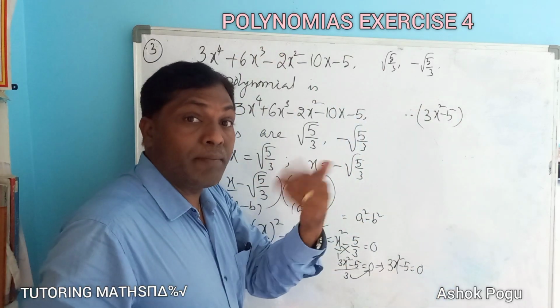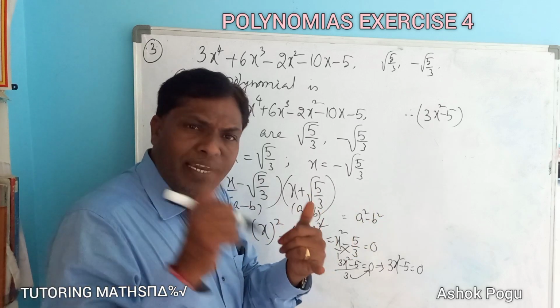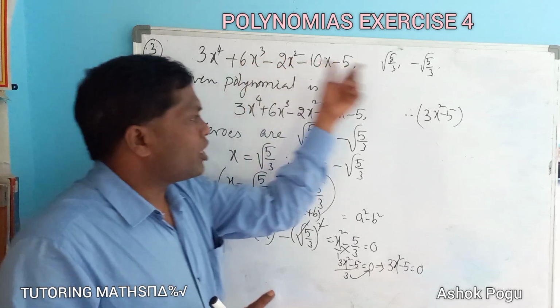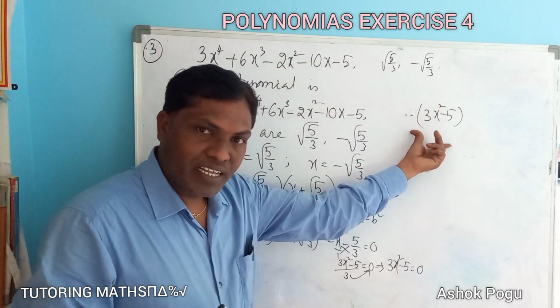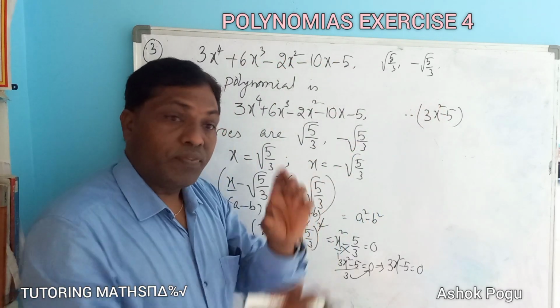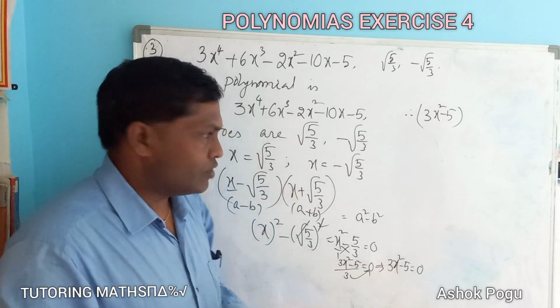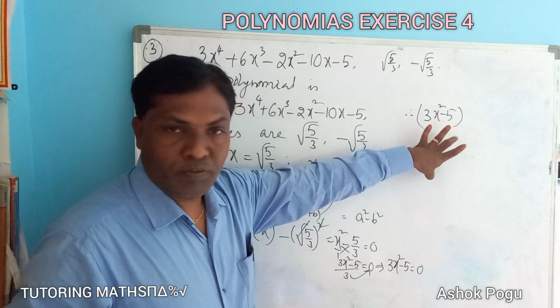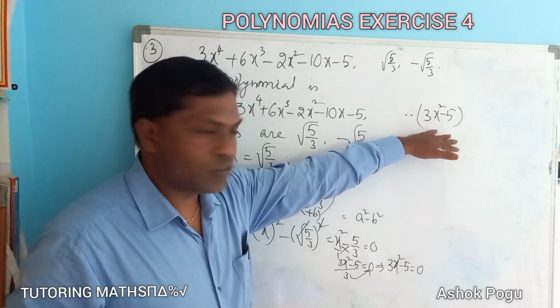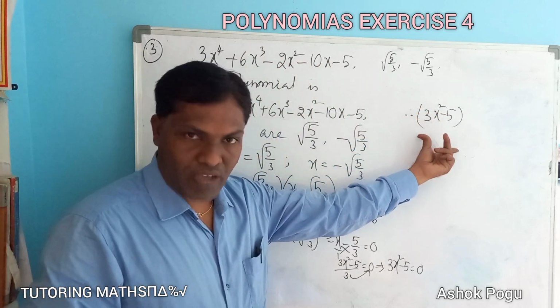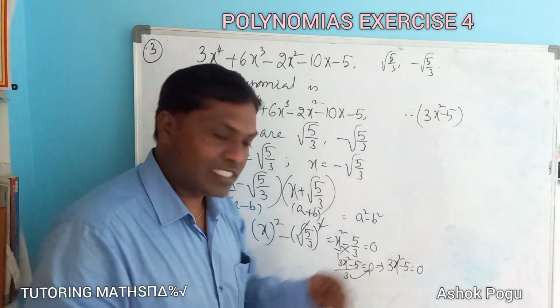Now we have to find the remaining 2 zeros. To find the remaining 2 zeros, you find the quotient. You divide this polynomial by this factor, you get some quotient. Then that quotient should be factorized, then you will get the remaining 2 zeros. So this is the first step. Now half of the solution is finished. Now let's divide the given polynomial by this factor. So what do we get? Let us see.